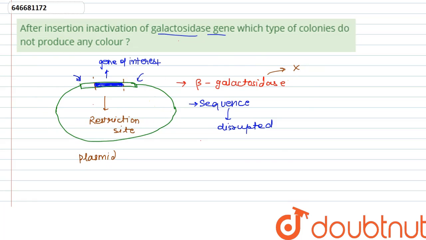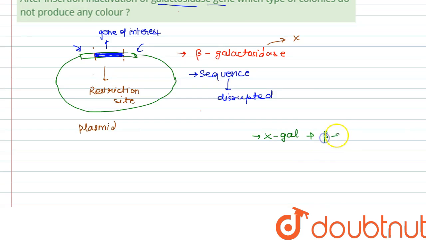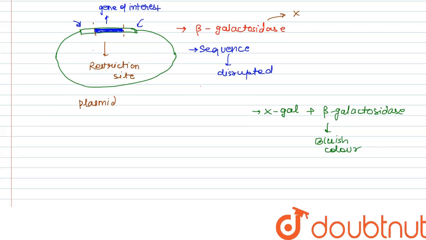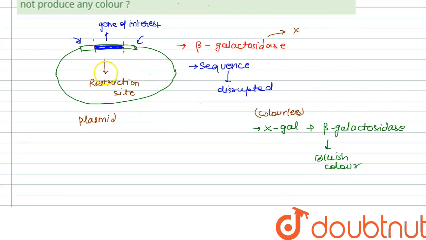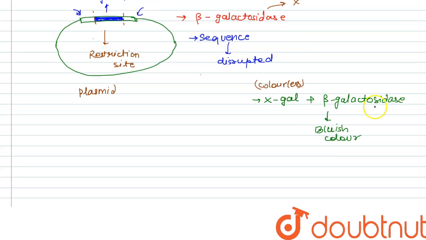Now there is a compound which is known as X-gal. This X-gal, when it reacts with beta galactosidase, gives a bluish color. X-gal is usually colorless, but when beta galactosidase hydrolyzes it, it gives bluish color. So all the bacterial colonies which have this plasmid DNA where our gene of interest has not been inserted will be able to produce beta galactosidase, right? So wherever this bluish color appears in the colonies, we'll know that our gene of interest has not been inserted in those colonies.